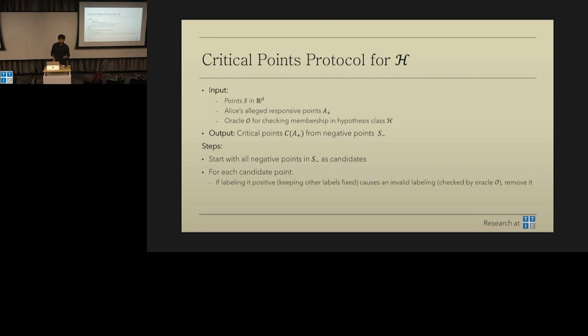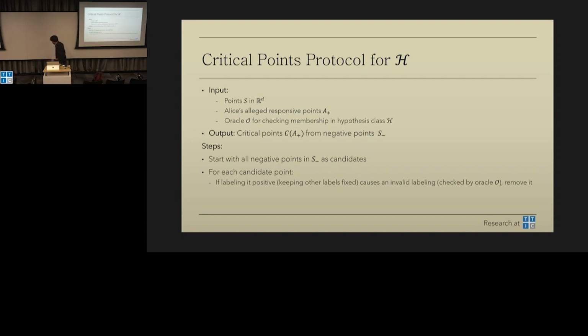For each candidate point, we'll check the following. By V I mean Trent, the party computing this. If Trent tries to flip the label of this negative point to positive, while keeping all the other labels fixed, and this causes an invalid labeling, so this labeling does not belong to the hypothesis class H, then Trent will just remove that point.